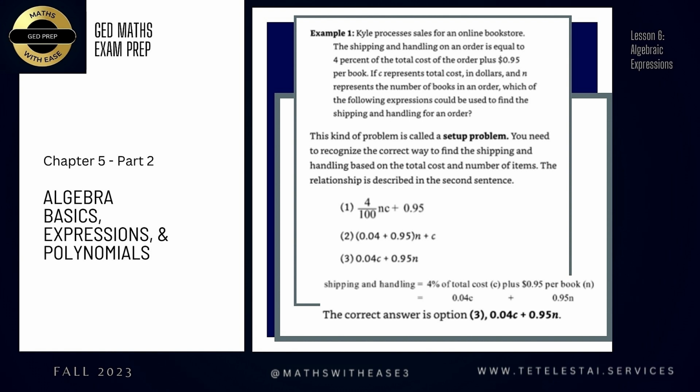cents per book. That signals to us that we need to add the expression representing the percentage of the total cost, which is 0.04C, to the expression representing the price per book, which we've already established is 0.95 times N. So in other words, our shipping and handling expression should represent the percentage of the total cost plus the price per book. Option 3, 0.04C plus 0.95N, captures the correct algebraic expression for the scenario.